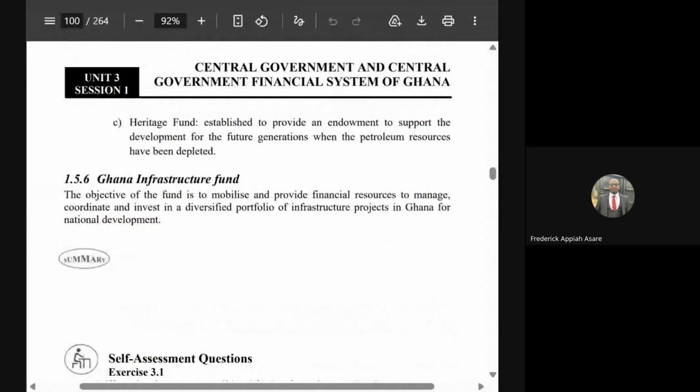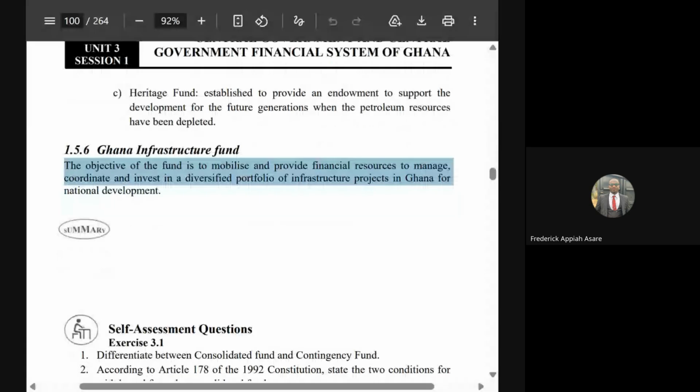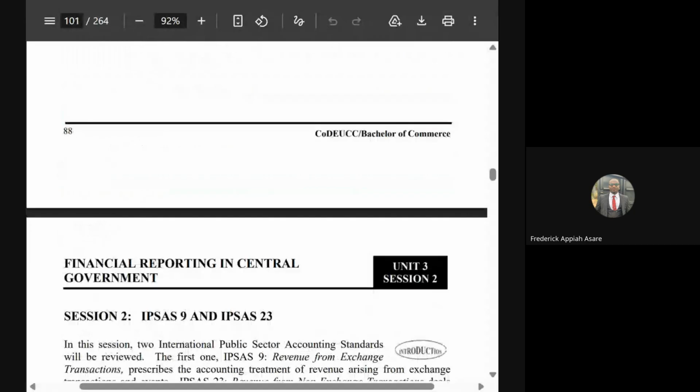Now let's look at the Ghana Infrastructure Fund. The objective of this fund is to mobilize and provide financial resources to manage, coordinate, and invest in a diversified portfolio of infrastructure projects in Ghana for national development. So if they want to build any infrastructure, they must rely on the Ghana Infrastructure Fund. Any question, please?